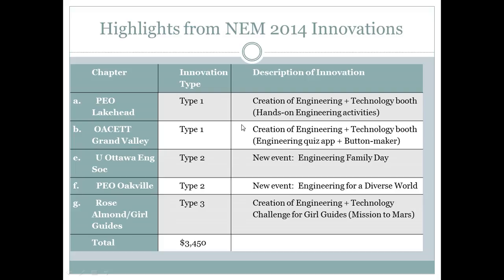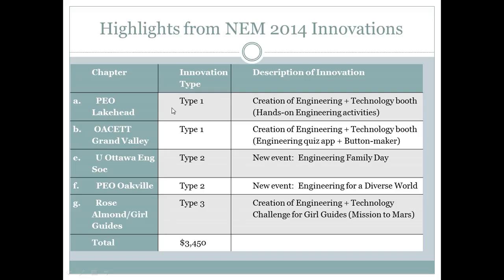So I would say, and we didn't plan it this way, but we saw that the best innovations separated themselves into three types. So we had creation of an engineering and technology booth. This is that booth in a box thing that I was just telling you about, the idea being that we have this asset that can then be used over and over again.